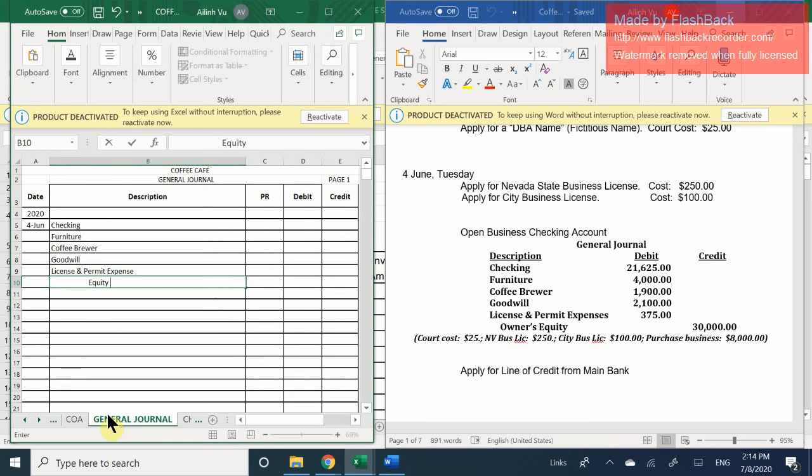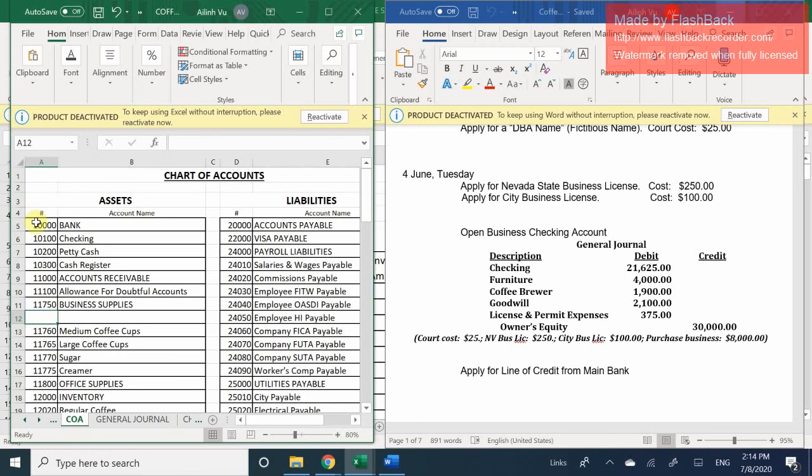Okay. So now that I've had my accounts in there, I want you to go ahead and get into the habit of going into your chart of accounts right now and start looking up every single account. So my checking here is going to be 10-100.